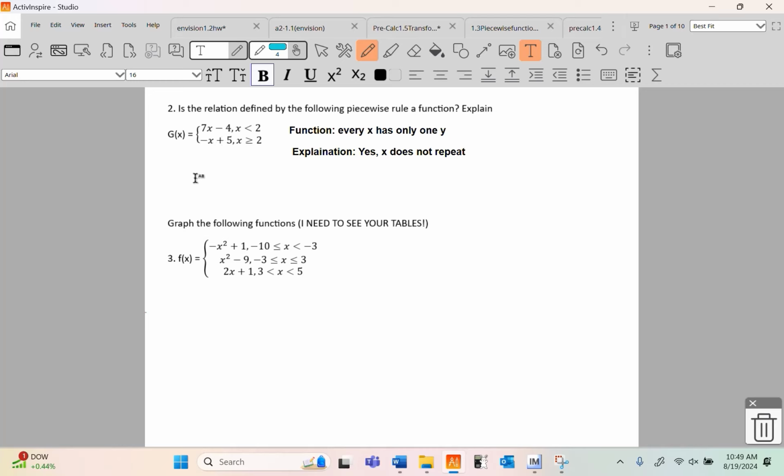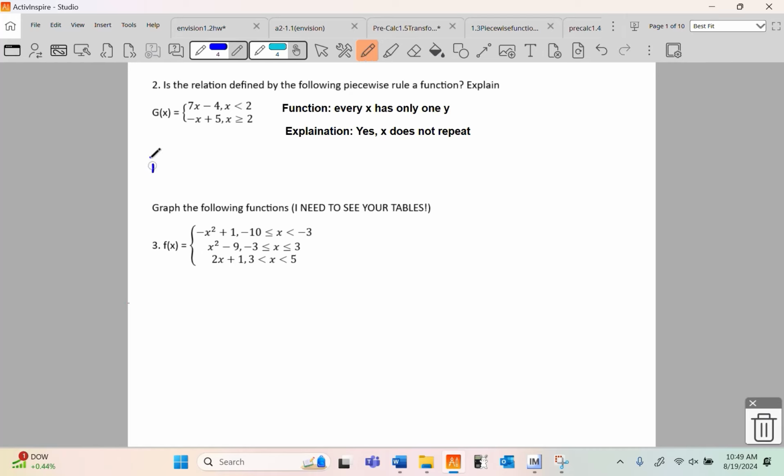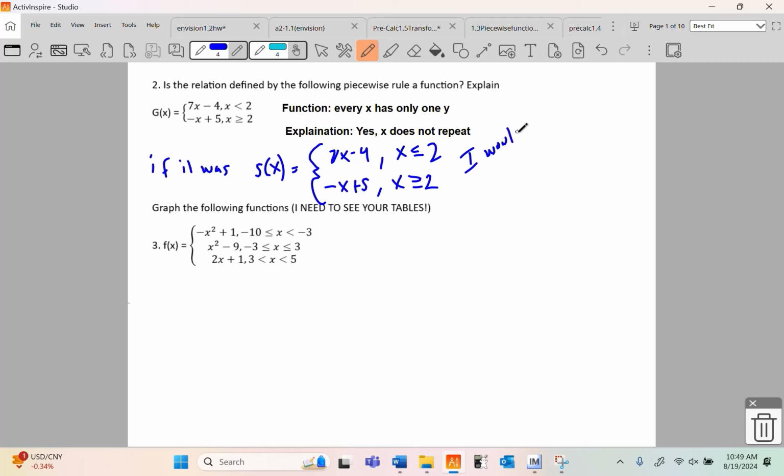Now, if it looked different, so maybe you're not really sure what I mean by what I'm talking about. If it was g of x equals a big curly brace: 7x minus 4 for x less than or equal to 2, and negative x plus 5 for x greater than or equal to 2, we would have a problem because I would have to plug 2 into both equations.